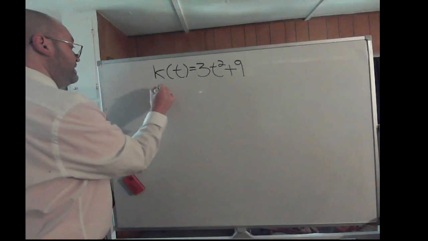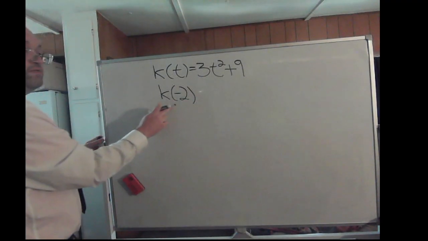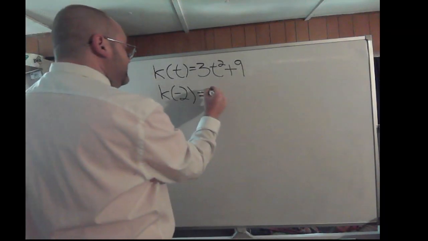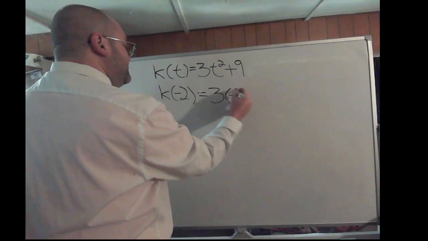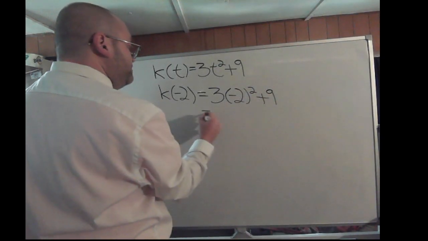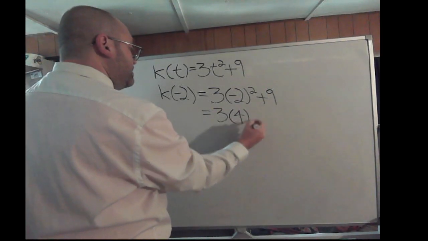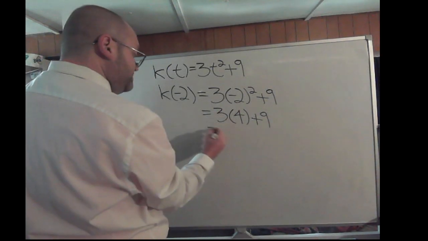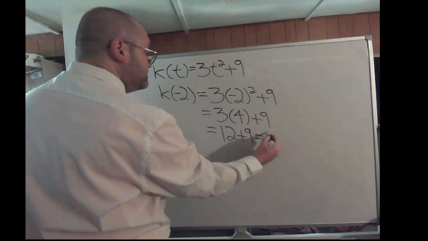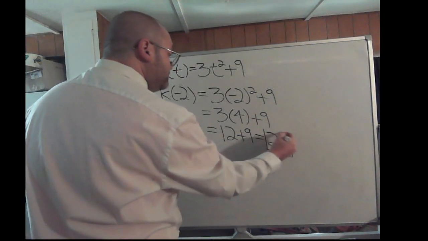Let's evaluate k of negative 2. So they want you to evaluate k of negative 2. You're just going to put negative 2 in for that t. So you'll have 3 times negative 2 to the second plus 9, which we know negative 2 to the second is 4, so that'll be 3 times 4 plus 9, which is equal to 12 plus 9, which we know is 21. So k of negative 2 is equal to 21.